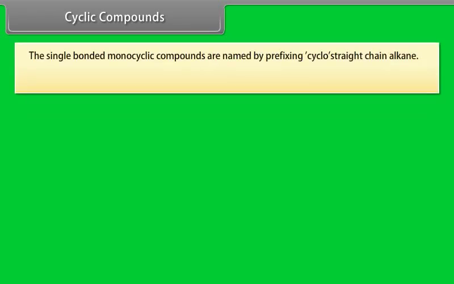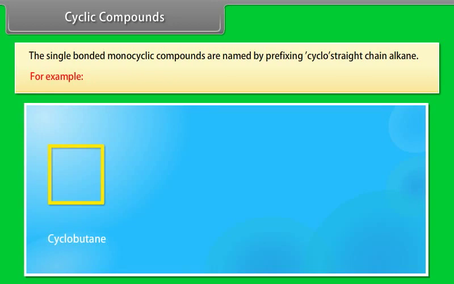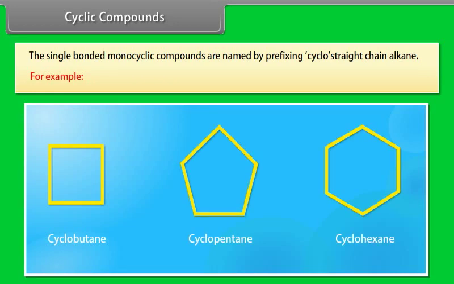Cyclic compounds. The single-bonded monocyclic compounds are named by prefixing cyclo- to the straight chain alkane name. For example, cyclobutane, cyclopentane, cyclohexane.